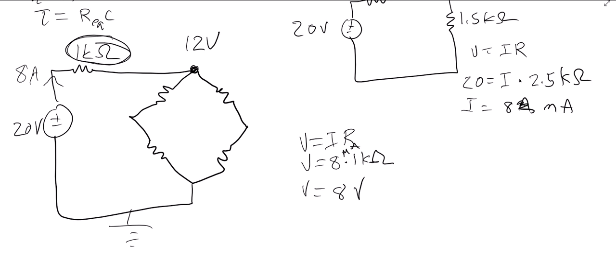Okay, now I can see that in each branch here, this is 1 kilo ohm, this is 2 kilo ohms, this is 2 kilo ohms, this is 1 kilo ohm. I can see that each branch all the way down is 3 kilo ohms. They're equal. And so when my current gets here, it's going to divide, and I'm going to have 4 milliamps going down this way, and I'll have 4 milliamps going down this way.